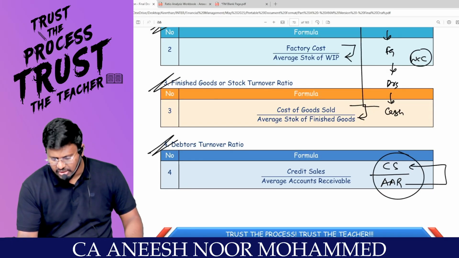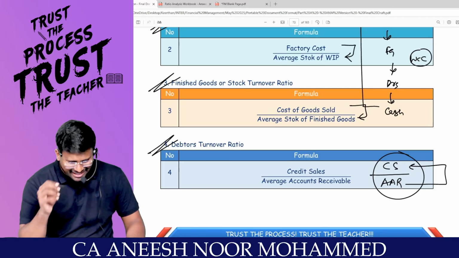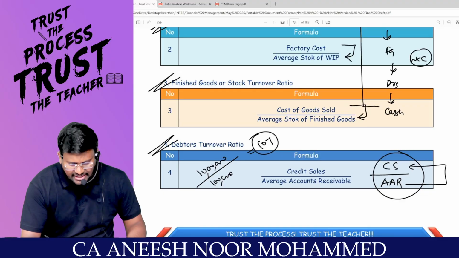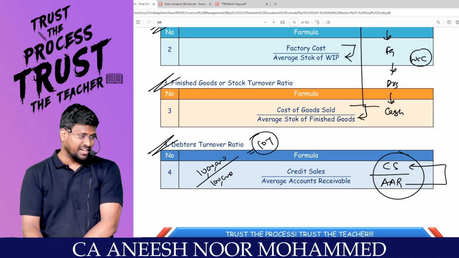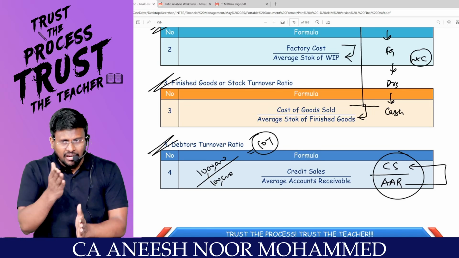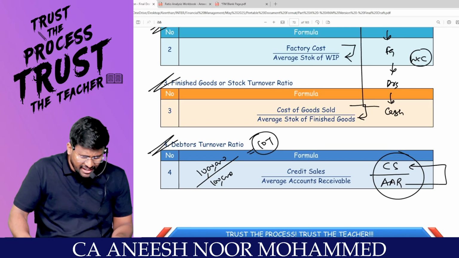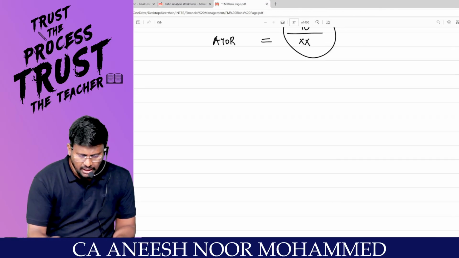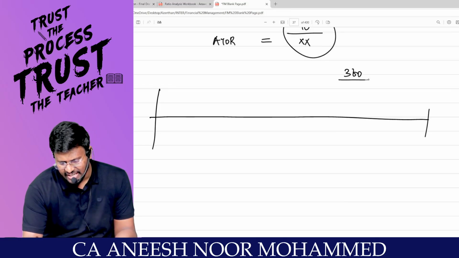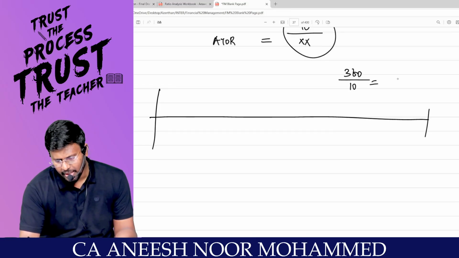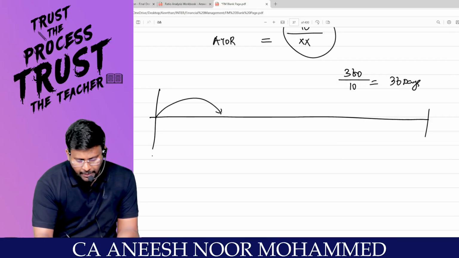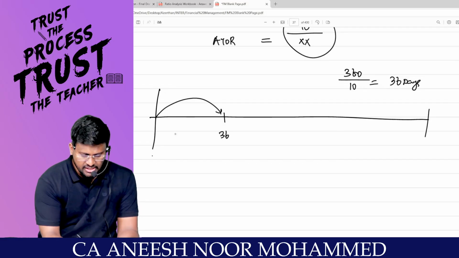This is my resources. For example, if the credit sales I made is 10 lakh and average accounts receivable is 1 lakh, I can say that 10 times is the debtors turnover ratio. 10 times debtors turnover ratio means, in a year, debtors has rotated 10 times. For example, on 1st of April, I start selling. 10 times, 360 days in a year. 360 divided by 10 comes to 36 days. Correct? If I make credit sales today, I will get payment from debtors after how many days? 36 days. One round over.